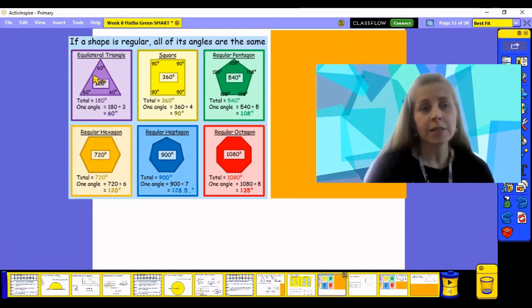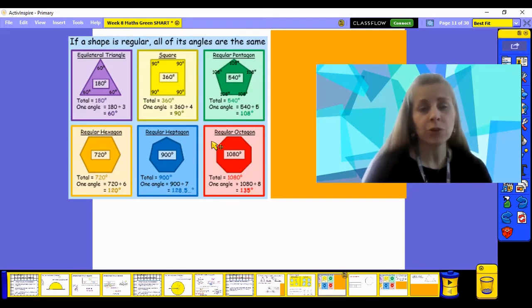You can see that in an equilateral triangle, all the interior angles total up to 180 degrees, and we're going to explore that a little further in a moment. In a square, where all the sides are equal, the angles total up to 360. A regular pentagon is 540, a regular hexagon 720, a regular heptagon 900, and a regular octagon 1080. That's the total of all of the interior angles added together.